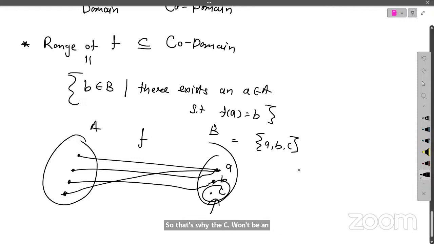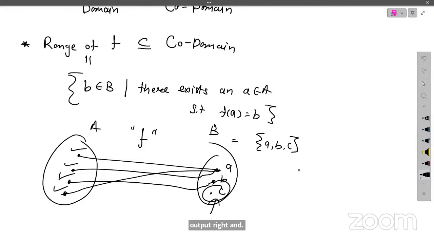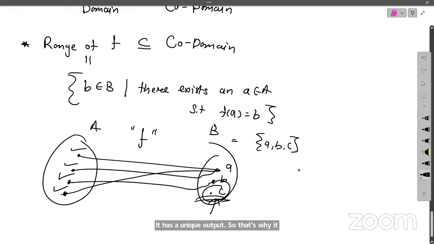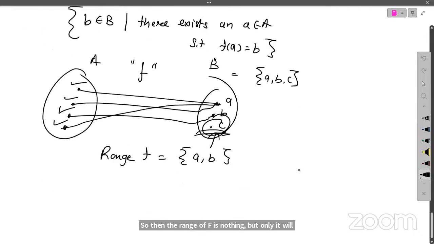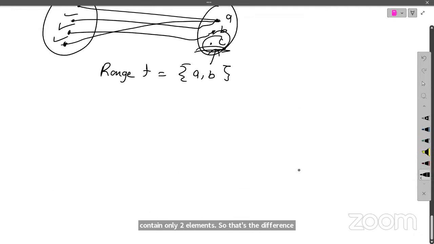If you consider this to be our function, then obviously it is a function because every element in our domain has an output, right? And it has a unique output. So that's why it is a function. And the second thing is that this c is not associated to any input. So if I ask what will be the range of f, the range of f is nothing but only a and b. It will contain only 2 elements, a and b. So that's the difference between range and codomain. That's why we define domain, codomain, and range.